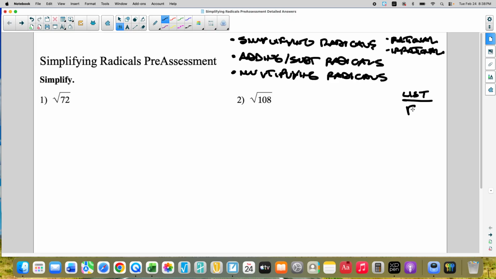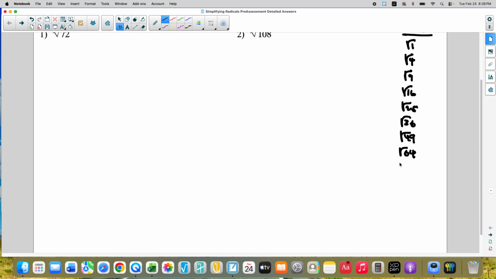of perfect squares: square root of 1, square root of 4, square root of 9, square root of 16, square root of 25, square root of 36, square root of 49, square root of 64, square root of 81, square root of 100, square root of 121, square root of 144. These are all perfect squares. They produce whole numbers.